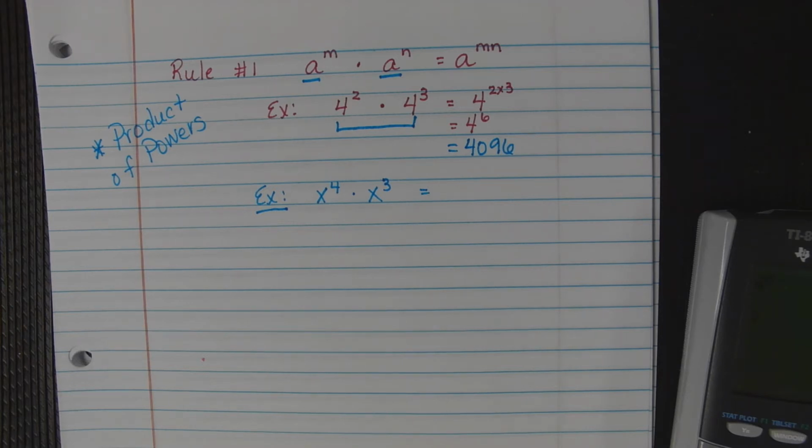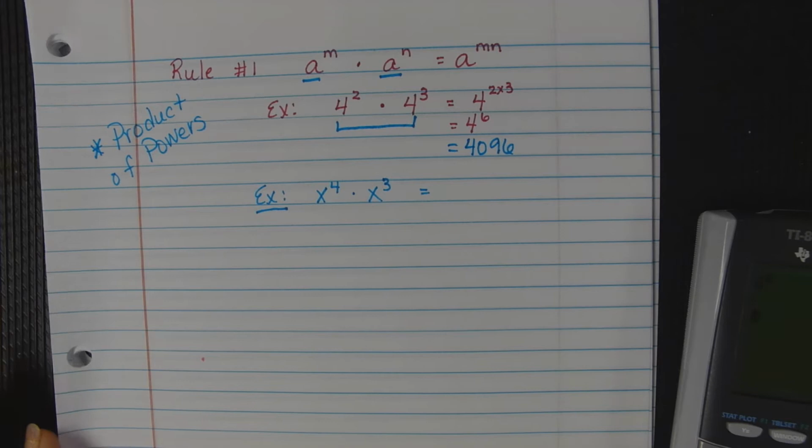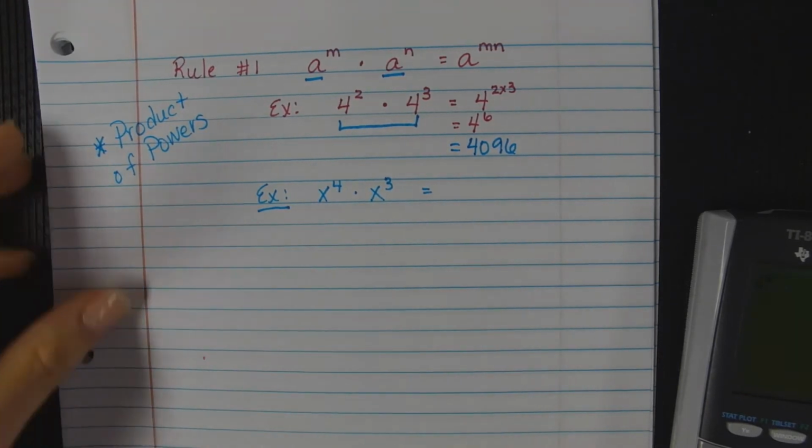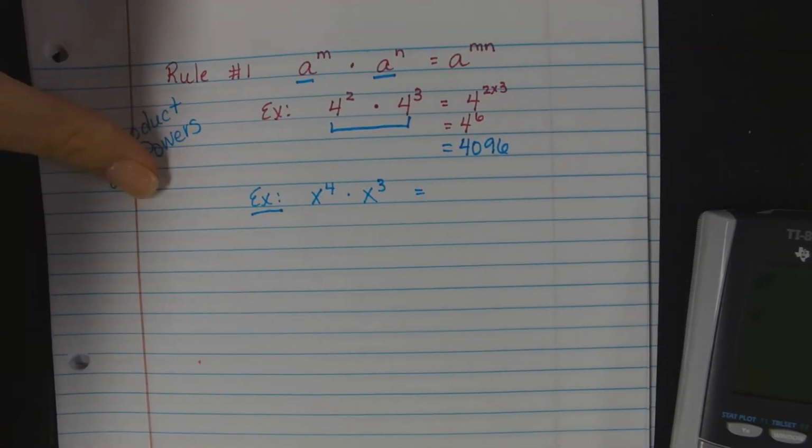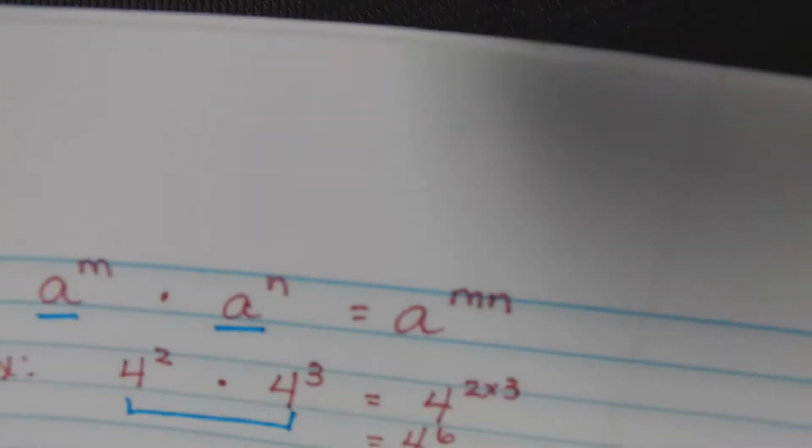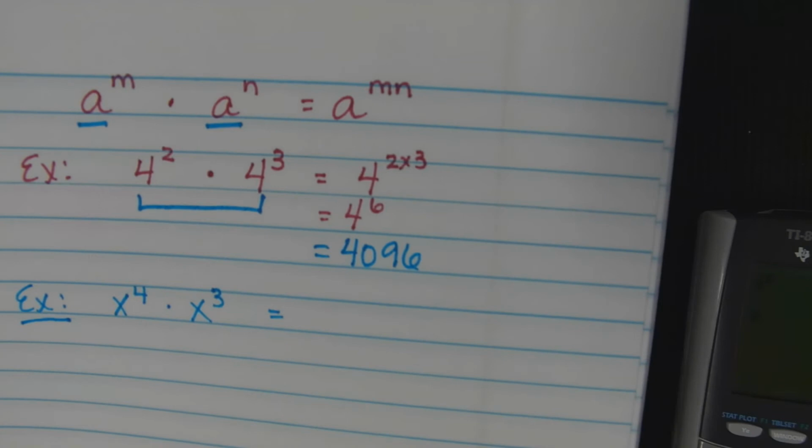Simplify. Remember the base is the same. Your rule just simply says 4 times 3, and your answer is... hold on one second. Let me move real quick. I gotta go back.